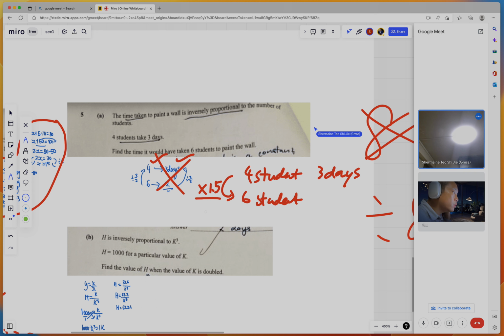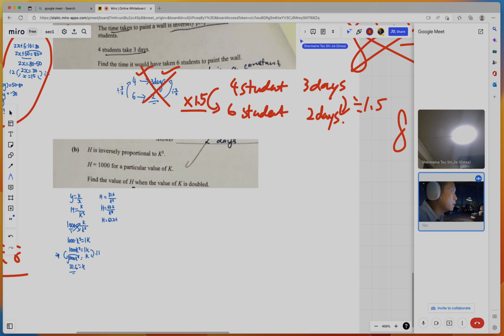So do you think it will take less time or more time to finish? Less. So instead of times 1.5 over here, you need to divide by 1.5. Does it make sense? Yeah. So that's why it's 2 days. Does it make sense or not? Yeah. Okay, good. Did you ask someone here? No. Okay, good. So you get the correct answer.